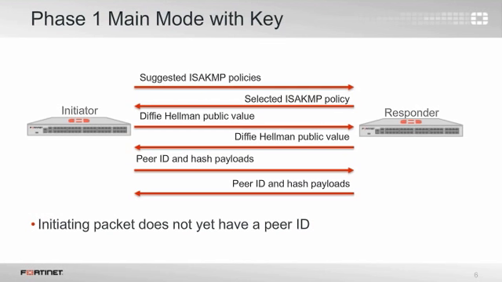The initiator sends its Diffie-Hellman public value. The responder replies with its own Diffie-Hellman public value. The initiator sends its peer ID and hash payload, and the responder replies with its peer ID and hash payload.